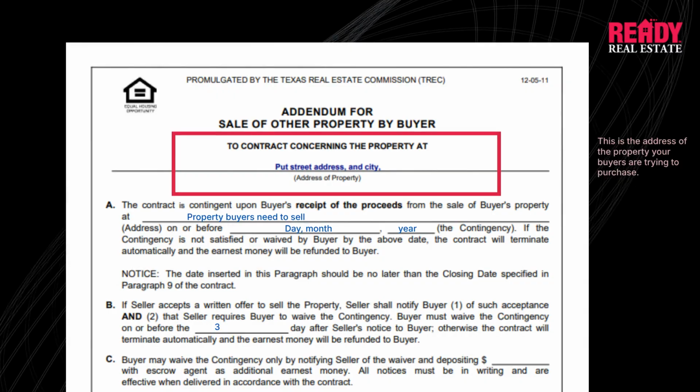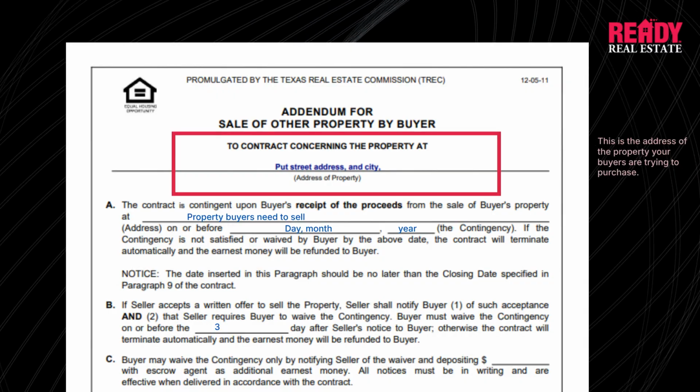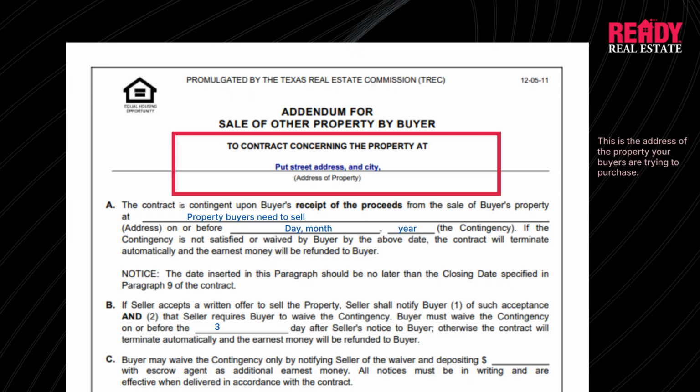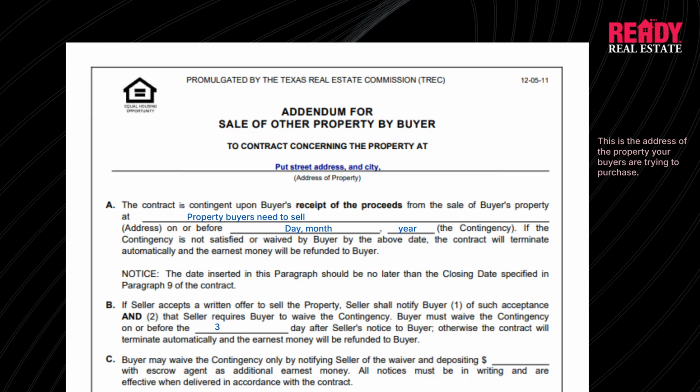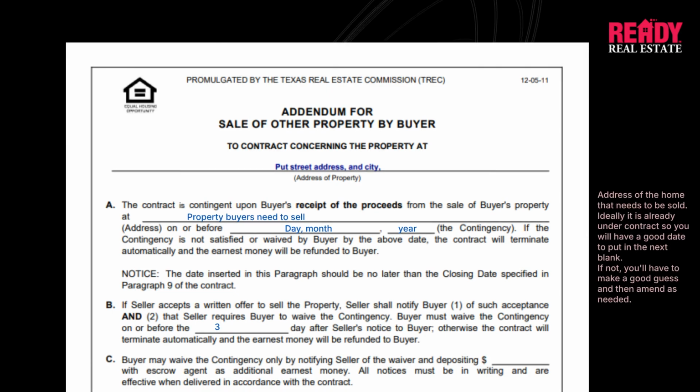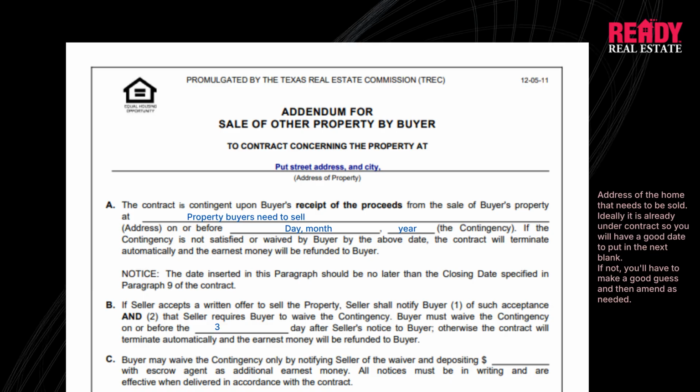You'll see a blank to put a property address. This is for the new property your buyer wants to buy. Make sure to include the street address, city, state, and zip code. Now let's move to paragraph A. This is the heart of the addendum.